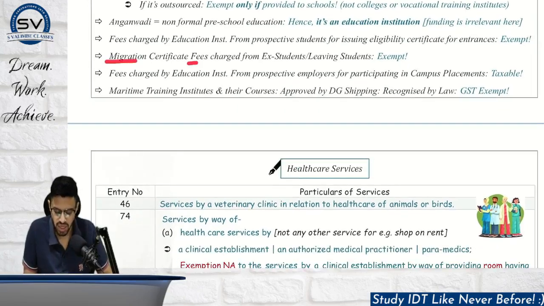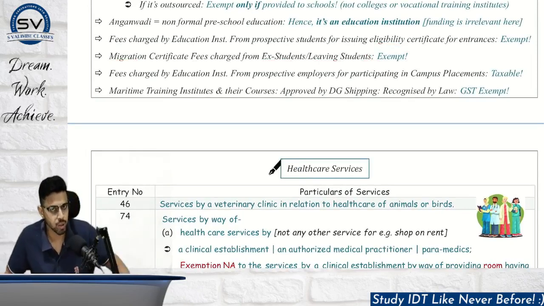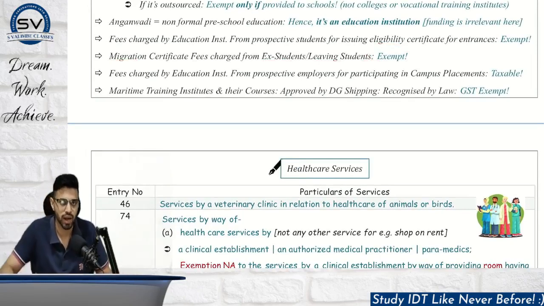Migration certificate fees charged from ex-students, leaving students, it is also exempt. For example, I did my graduation from Delhi University. Now when I came to Maharashtra, I took my migration certificate just in case I need it later in my life. So I paid, let's say, 200 rupees to Delhi University. That is exempt. Technically I am not a student yet, but I am an ex-student, so that is exempt.